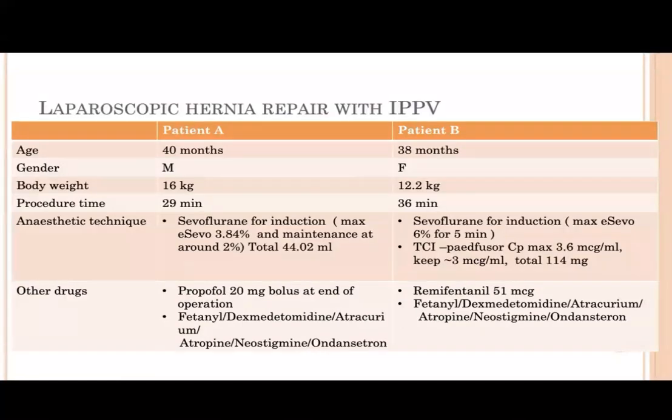For patient B, sevoflurane was used during induction and TCI was used to maintain the anesthesia. Because we would like to keep the patient in positive pressure ventilation, remifentanil was used as an adjunct. For all the other drugs, it's the same for both patients.